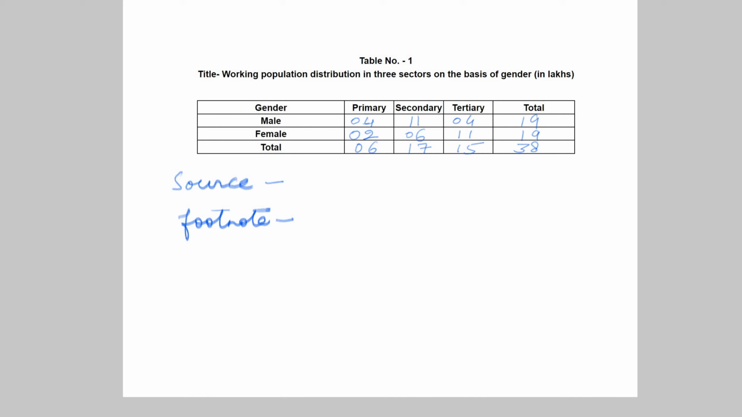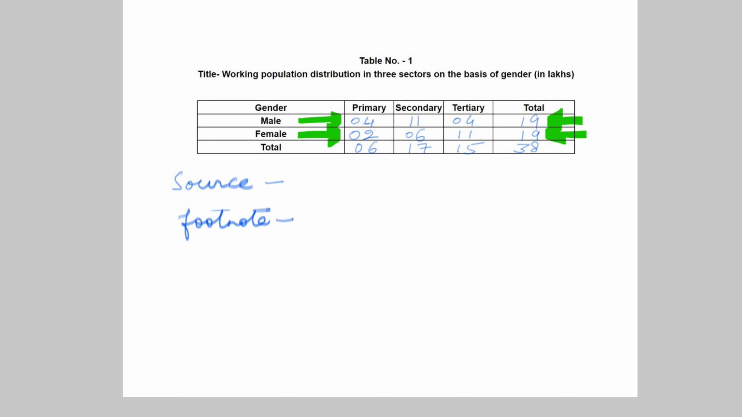So these are all the things about the components. And one thing which I want to repeat is that from this data you get to know how many males there are: 19 lakh males who are working. Because we are adding horizontally, we get that there are 19 lakh males who are working. If we add all these values of females horizontally, then we get that 19 lakh females are working.